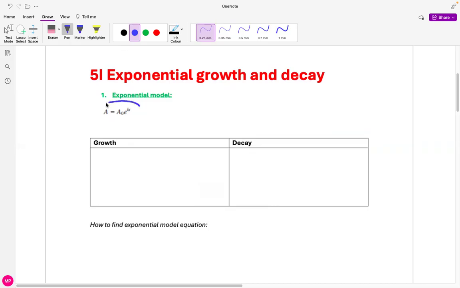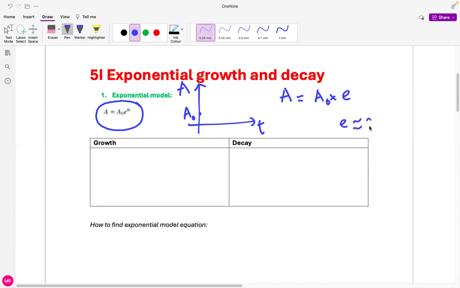So here we have the general form of the exponential model: A equals A0 times e to the power of kt, where t is the x-axis and A is the y-axis. A0 represents the initial amount, so this is how much you're starting with. e is the natural number, which is 2.71, to the power of kt. k is the dilation factor, and you have the t here.